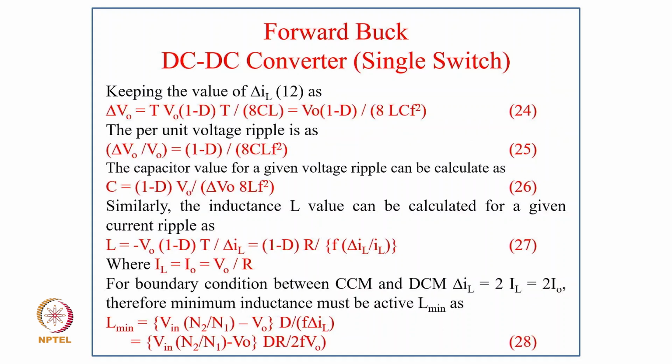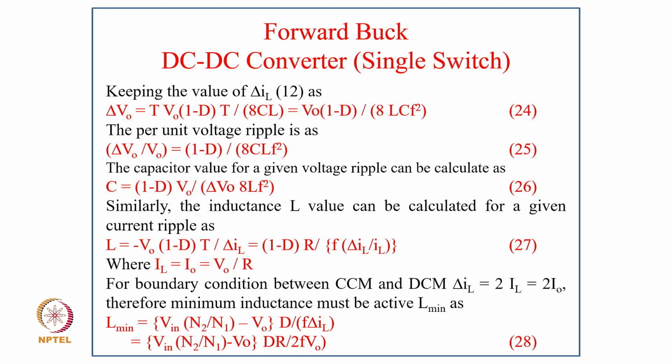So keeping the value of delta IL, delta V0 equal to T V0 (1 minus D) into T divided by 8CL, or equal to V0 (1 minus D) divided by 8 LCF square. So per unit voltage ripple is delta V0 upon V0 equal to (1 minus D) upon 8CL F square. So the capacitor value for a given voltage ripple can be calculated as C equal to (1 minus D) V0 divided by delta V0 8 L F square.